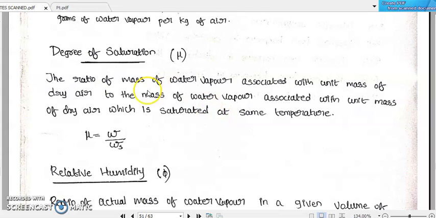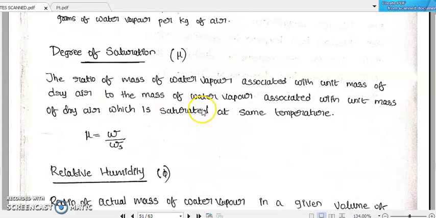Suppose we are taking some quantity or some section of this atmospheric air. We are conducting experiments and finding out the amount of water vapor associated with the unit mass of dry air in the air that we are studying.